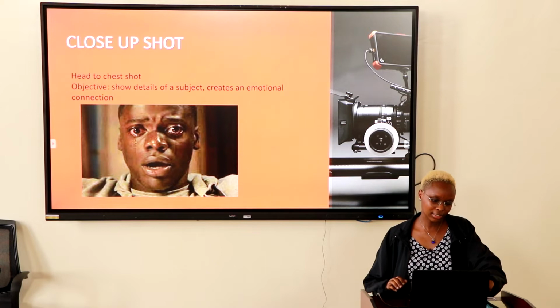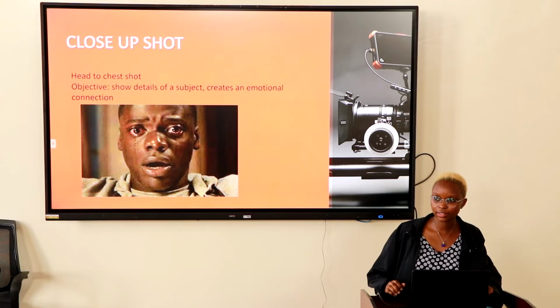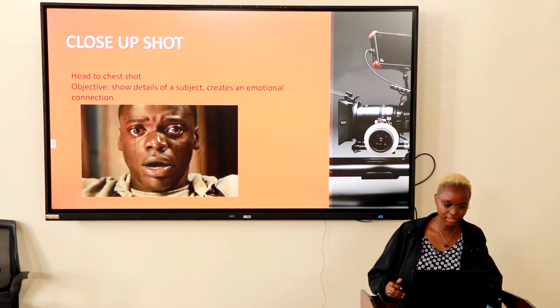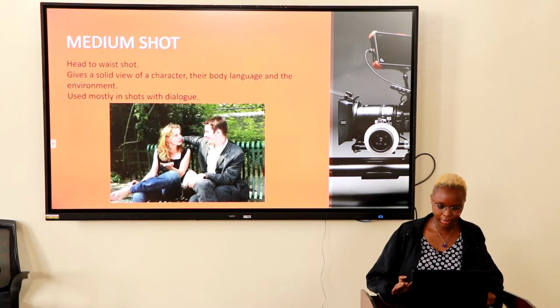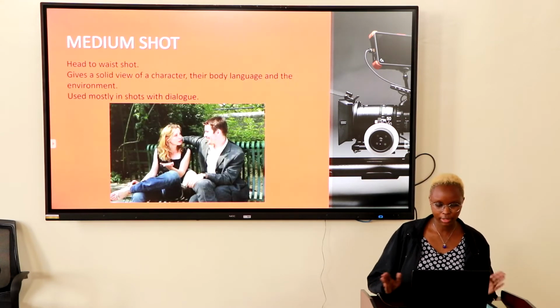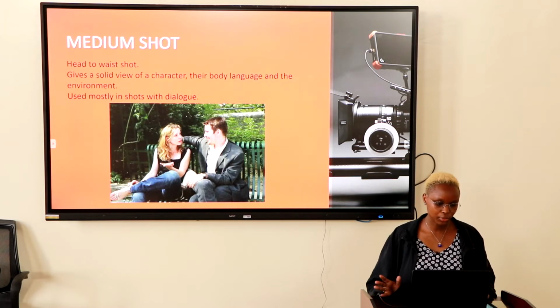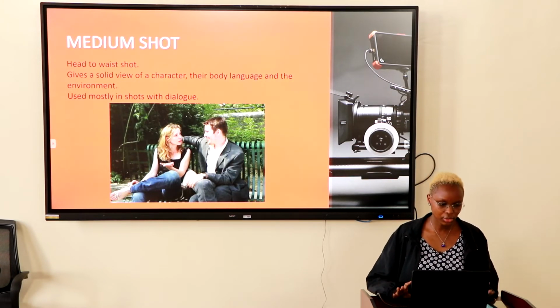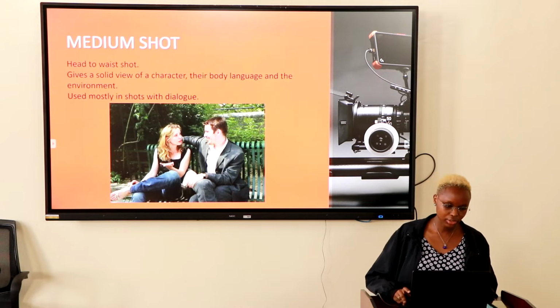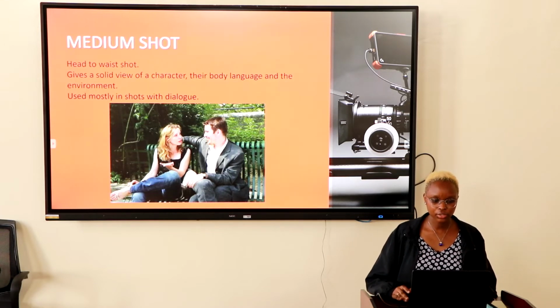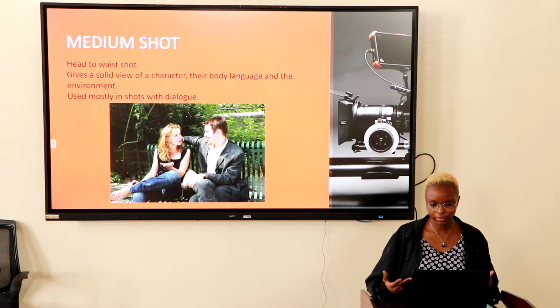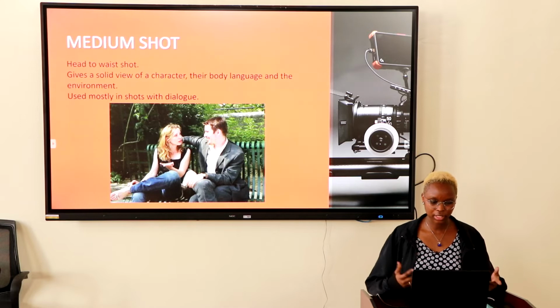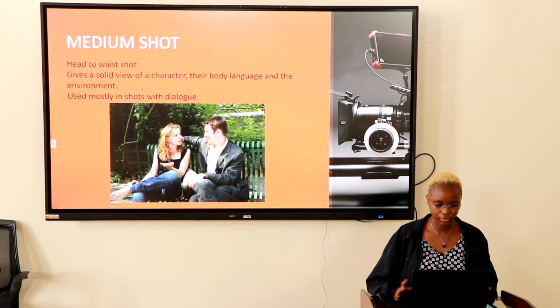So basically the guy is terrified, right? That's what you can see, he's terrified. So the audience really gets it, you know. Then the medium shot is approximated to be a head-to-waist shot. It gives a solid view of a character, their body language, and the environment. It's mostly used in shots with dialogue because we have to know the body language. That's the whole point of a dialogue, so that we can read and get the context of what they're talking about.